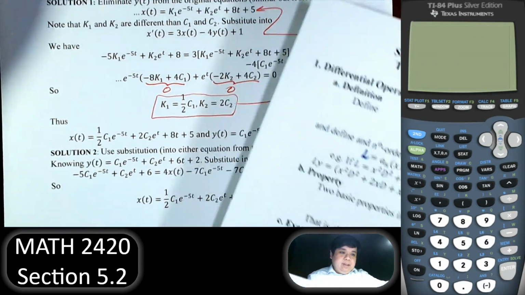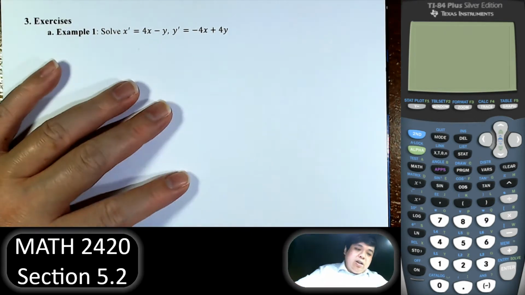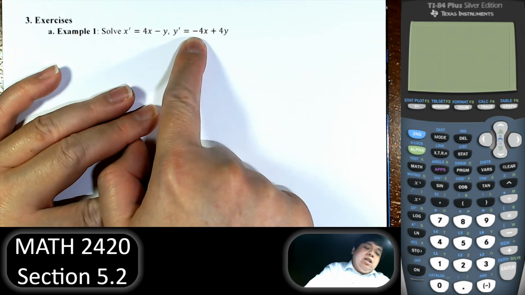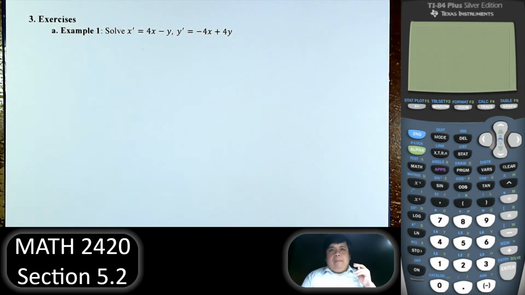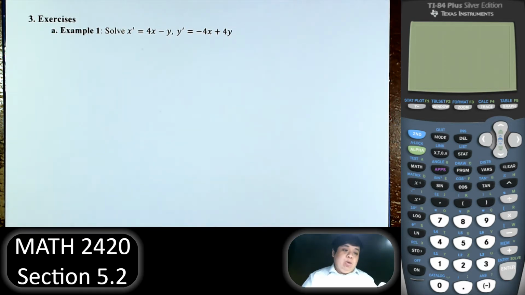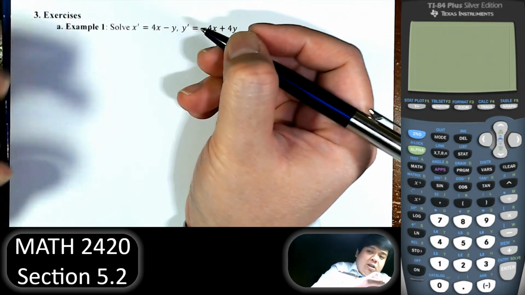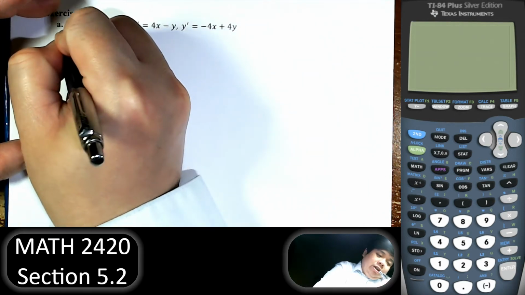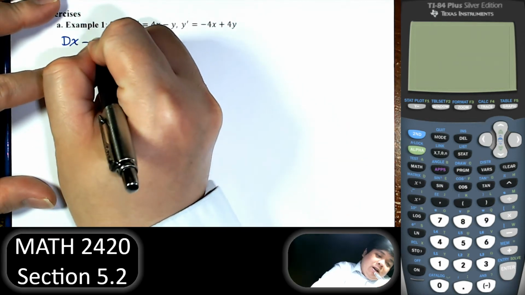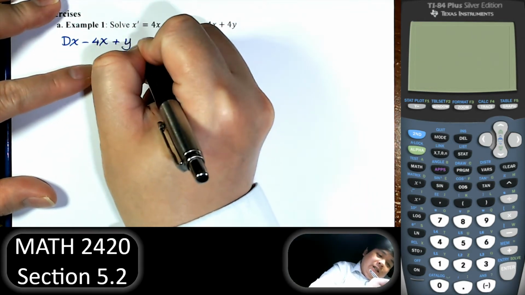Okay. Let's look at the first example. The system of equations: derivative of x is equal to 4x minus y, derivative of y is equal to negative 4x plus 4y. Toward the end of the class, we have a different way to solve this, but this time we use elimination. So first I will rewrite this using the operator D, different notation. So derivative with respect to x, I move the 4x to the other side, minus 4x. Move the y to the other side as well, equal to 0.